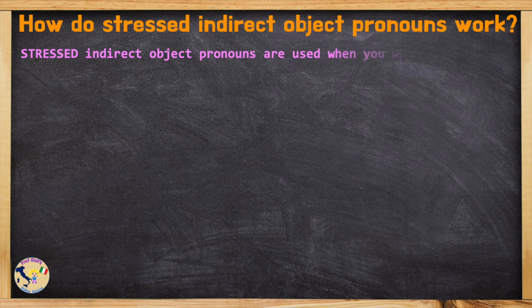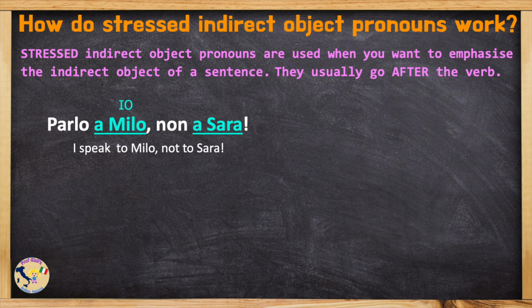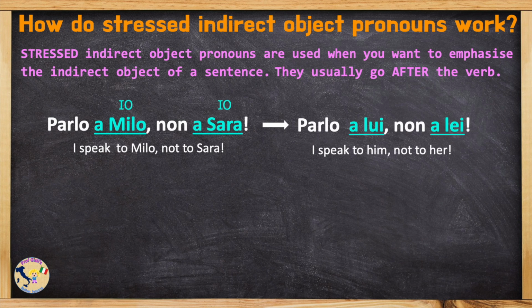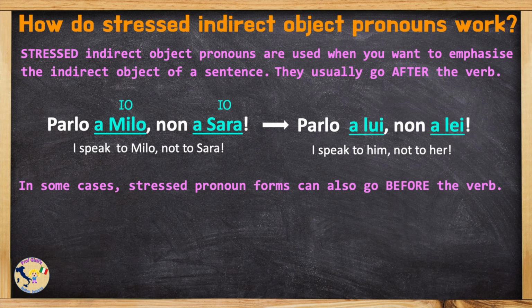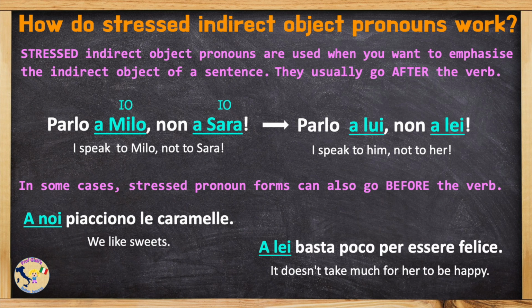Stressed indirect object pronouns are used when you want to emphasize the indirect object of a sentence or highlight a contrast. They usually go after the verb. Here's an example of how to replace an indirect object with a stressed indirect object pronoun. Parlo a Milo, non a Sara. Parlo a lui, non a lei. In some cases, stressed pronoun forms can also go before the verb. A noi piacciono le caramelle. A lei basta poco per essere felice.